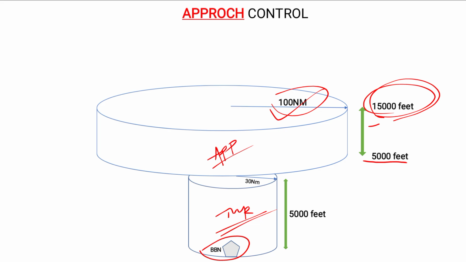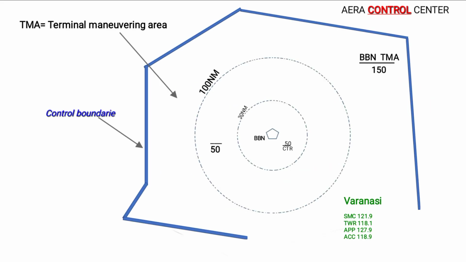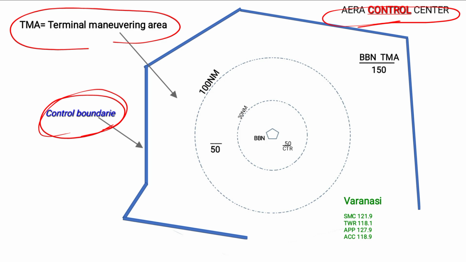The next controller is the area control center. We call him control. His airspace will be indicated on the map with a solid uneven blue line. As you can see, these blue lines are solid and uneven. This blue line is called the control boundary. And the airspace within this blue line is called the Terminal Maneuvering Area, TMA.